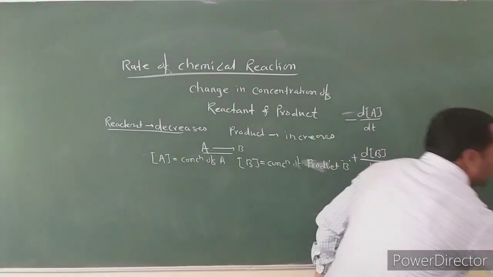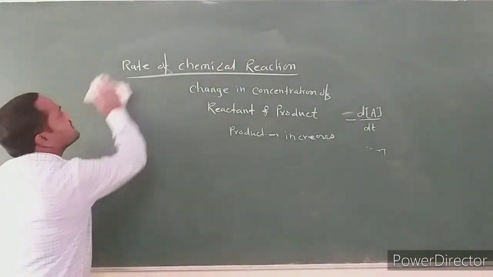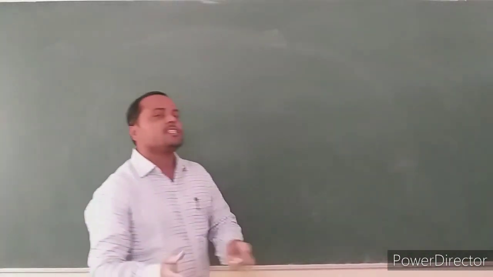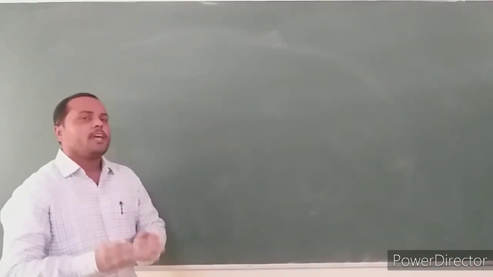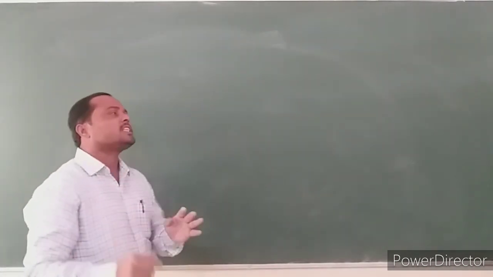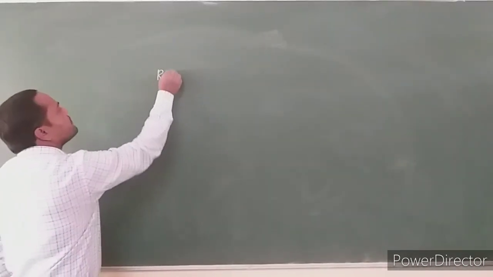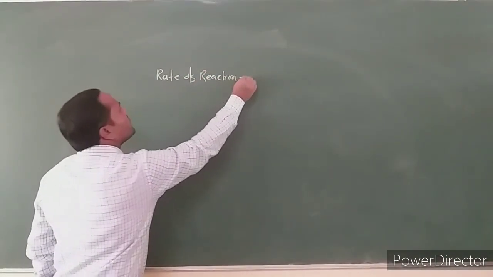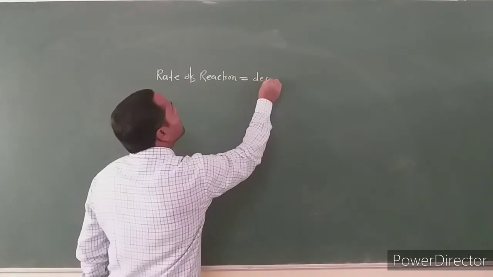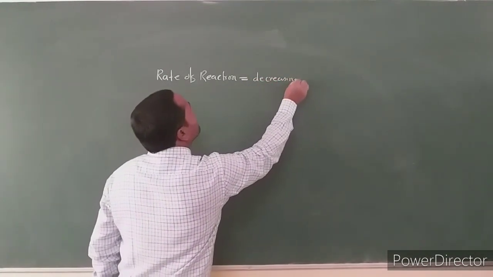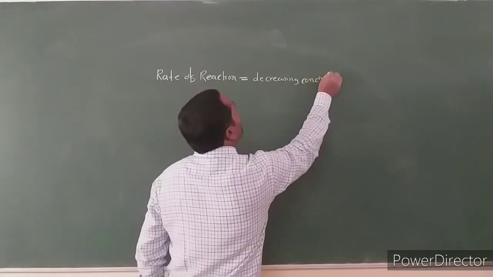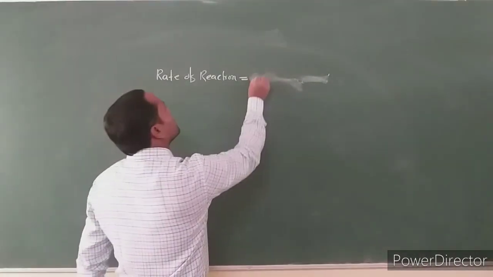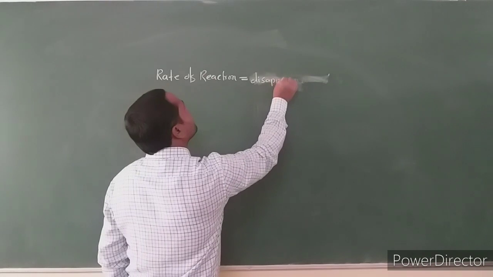In terms of decreasing concentration of reactant and increasing concentration of product in a small time, the rate of reaction is equal to the decreasing concentration of reactant. The rate of reaction in terms of disappearance is the decrease in concentration.